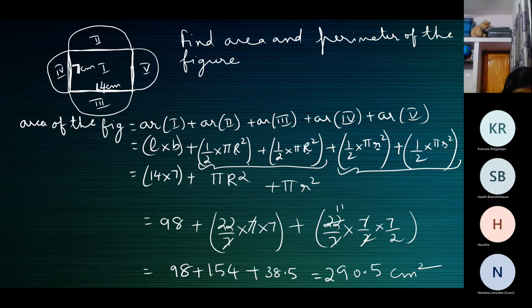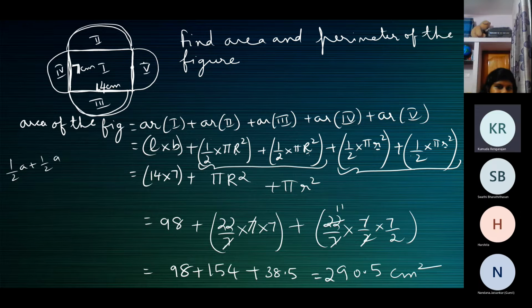Okay. Half pi r square, what is half a plus half a? 1a. Half plus half is 1a. Half pi r square plus half pi r square is 1 pi r square, or simply pi r square. See here, this semicircle and this semicircle put together will make one circle, right? Yes, ma'am. So the area of region 2 and 3 is the area of one circle, which is pi r square.